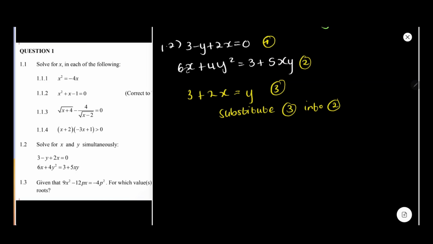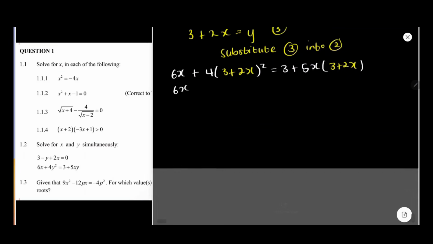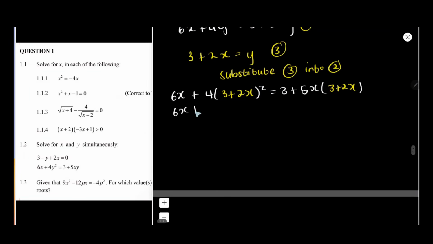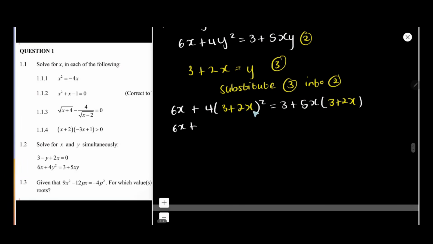Okay, so we have our equation 6x plus 4. And then we have y squared. So in place of that, we're just putting a 3 plus 2x all squared is equal to 3 plus, and we have 5x being multiplied by y again, so that is just 3 plus 2x. Okay, so let's go ahead and just simplify that. So we're going to have 6x plus, let me just make more space. Now we have a squared here. Okay, so we need to expand that.